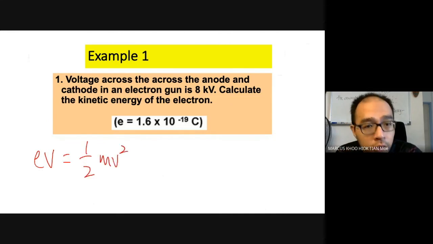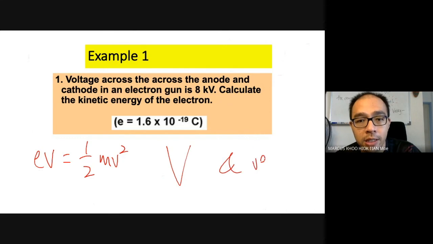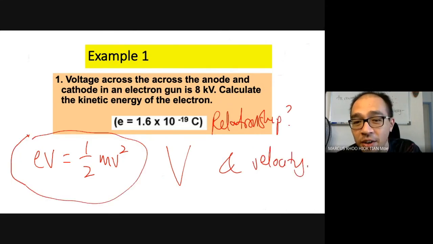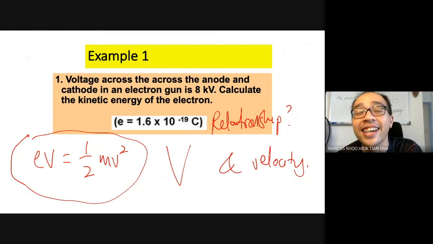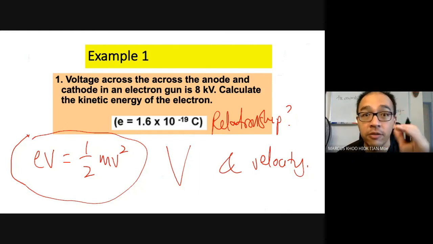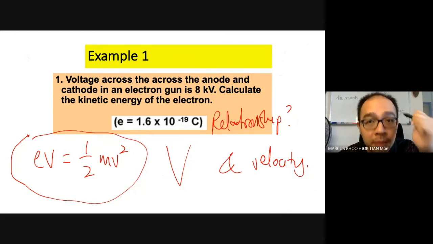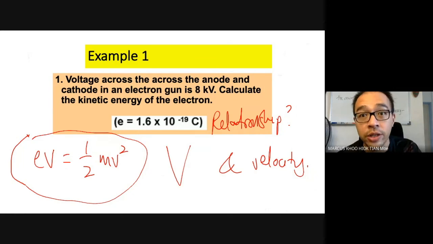Now, according to this formula, tell me the relationship between the voltage and the velocity of the electron. What is the relationship? The higher the voltage, the higher the velocity. Very important relationship. You supply more energy for the electron, it's going to get more velocity, a higher velocity.